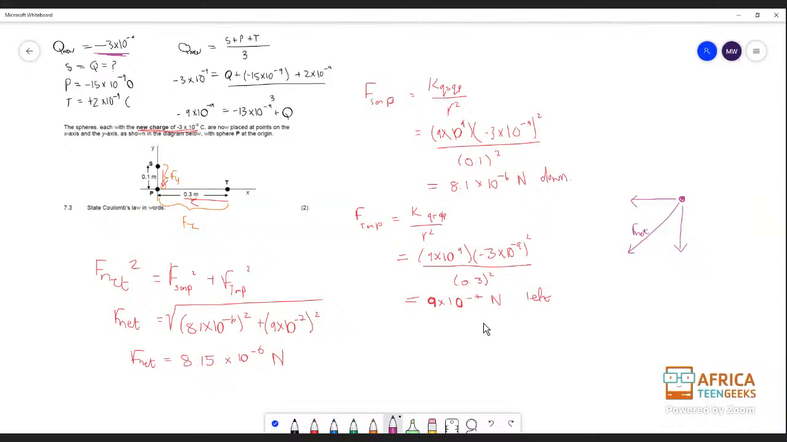And they don't ask you for direction, they only ask you for the magnitude. So you can just leave it as that. You could explain that it is down and to the left if you wanted to.